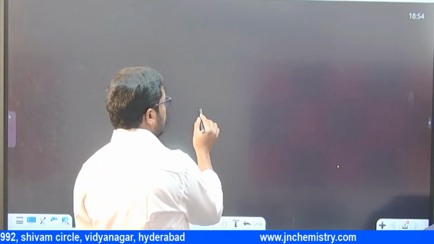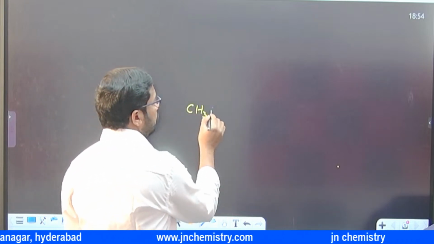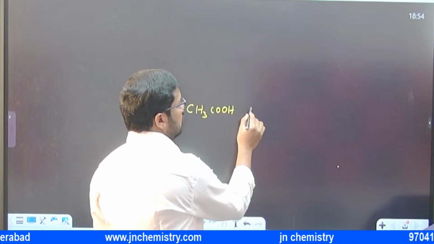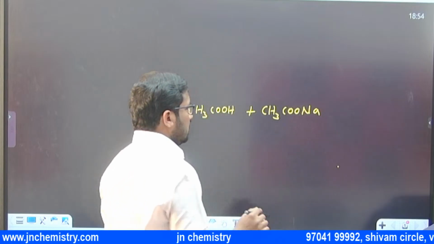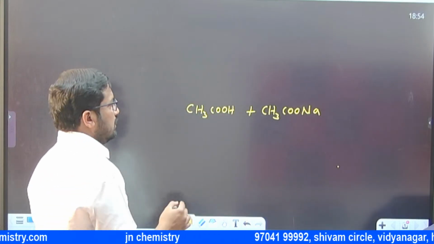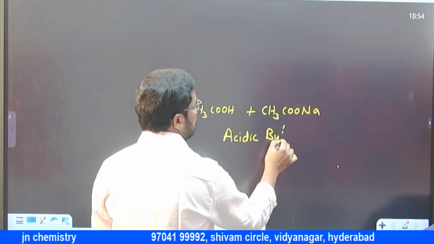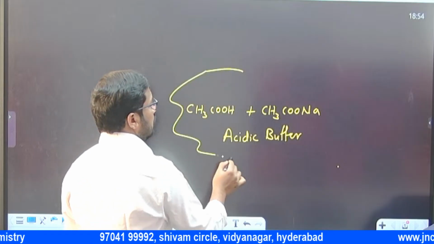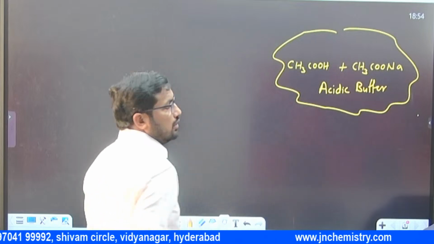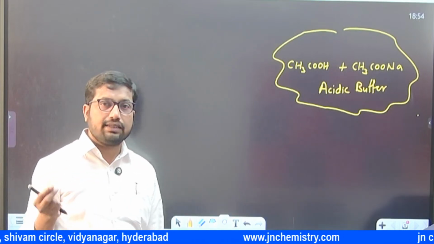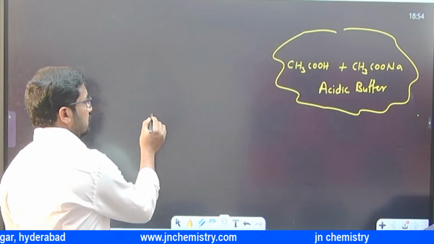A buffer solution is, for example, CH3COOH, a weak acid, plus a salt of a strong base. This we generally call an acidic buffer. So we'll see exactly how it works. What I'm trying to say is, when we are adding some small amount of acid or base, there is no change in its pH.